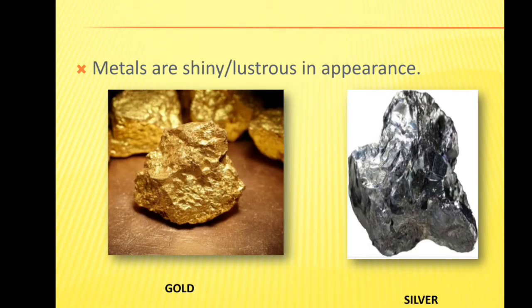Next, metals are shiny or lustrous in appearance. You see here gold and silver. Gold and silver are shiny, yes or no? We make ornaments from gold and silver, and whatever ornaments we wear made of gold or silver, they are meant to shine. So these metals have a shiny appearance.